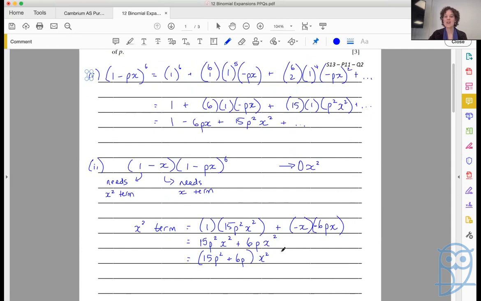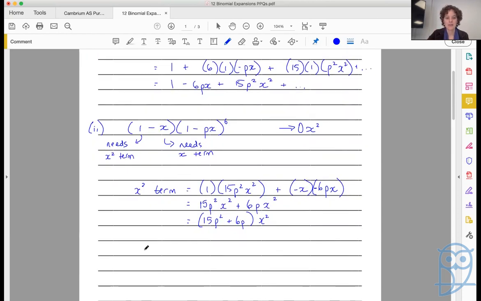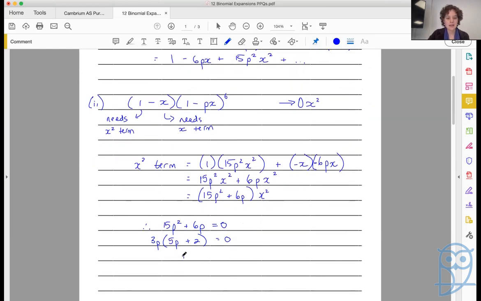And now we know that the coefficient of x squared is 0, which means that all our mess with these p's must equal 0. Therefore, 15p squared plus 6p equals 0. We have a quadratic. We can solve, taking out a 3 and a p. We're left with 3p(5p + 2) equals 0. So this gives us p equals 0 and p equals minus 2/5.